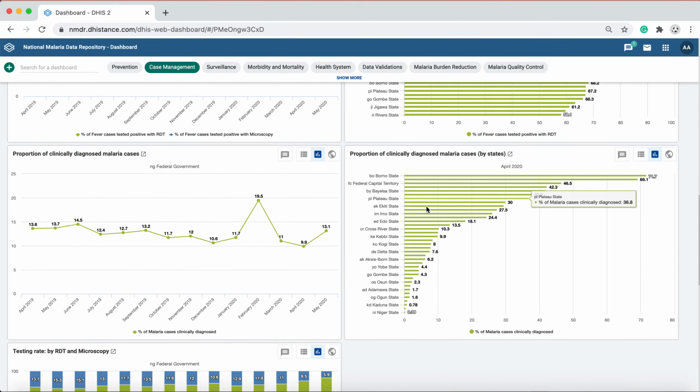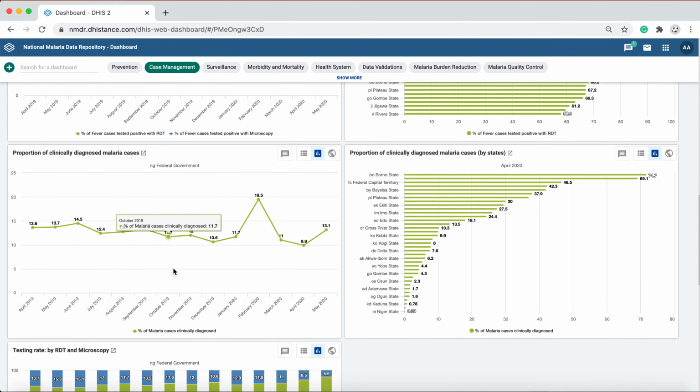So we're moving into the next chart, which is the proportion of clinically diagnosed malaria. You can see this has been a downward trend from 13%, so we have 11.9% in April. You would also understand that okay, there's a shoot here, perhaps a data quality issue, but then that would now tell you how many got tested for malaria clinically, and you can see some of the states that contribute a high number of testing due to clinical presentation.